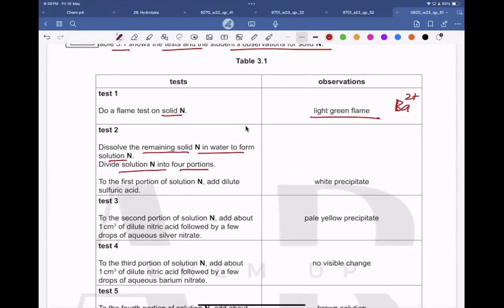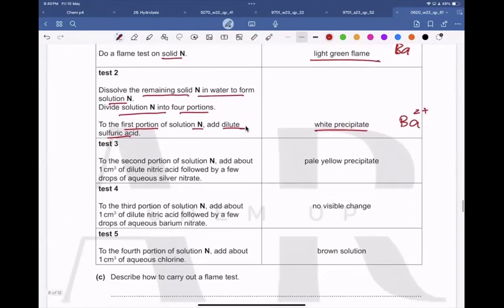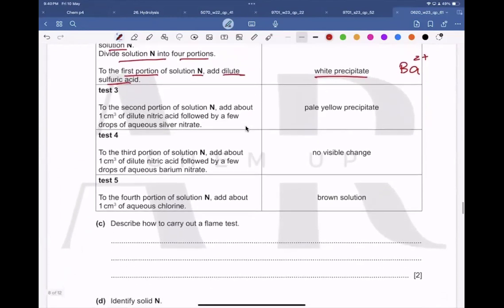Yeah, with the iron(II) positive, it's insoluble. To the first portion of N, add dilute sulfuric acid: white precipitate. So on adding dilute sulfuric acid, white precipitates are formed. It also confirms the barium, because barium ions get precipitated out with the sulfate ions. So sulfuric acid is providing the sulfate ion.